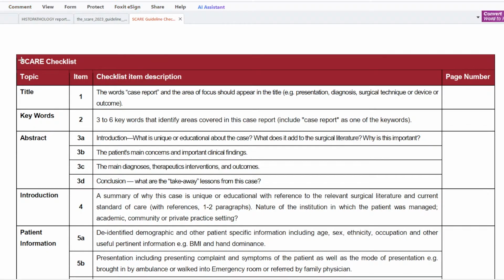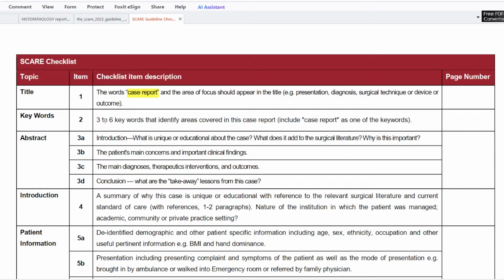Okay, start checklist. The checklist item description. One, the word case report and the area of focus should appear in the title. For example, presentation, diagnosis, surgical technique, or device or outcome.